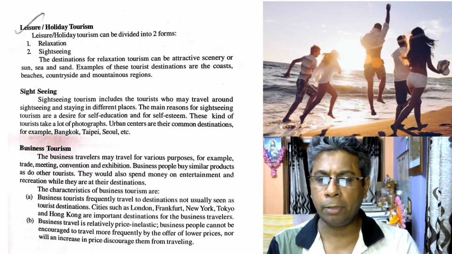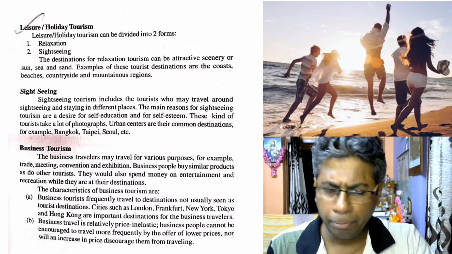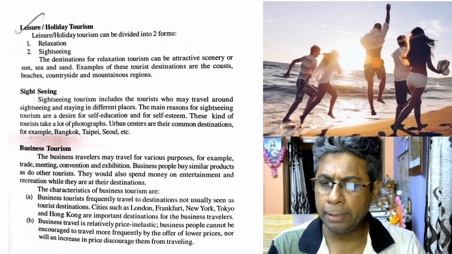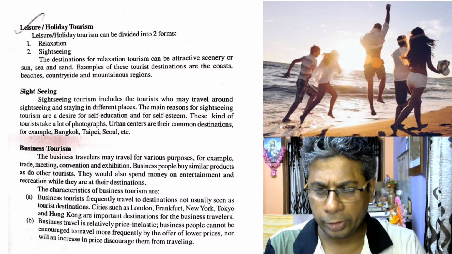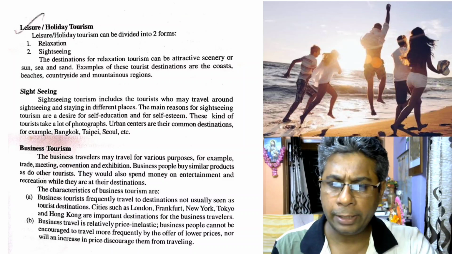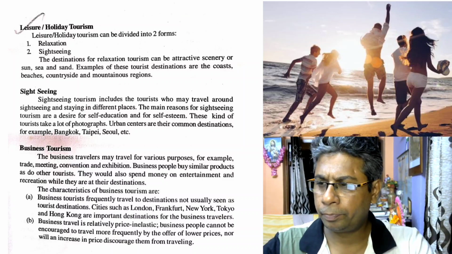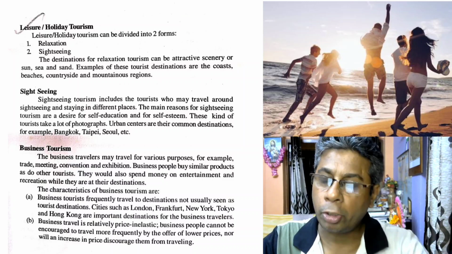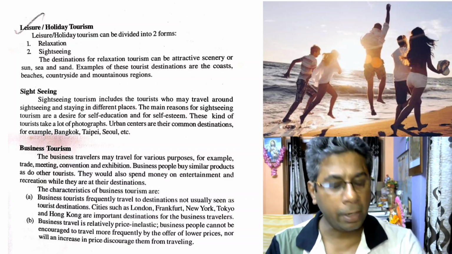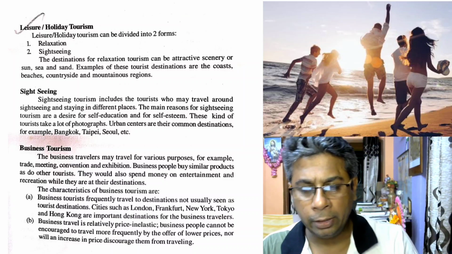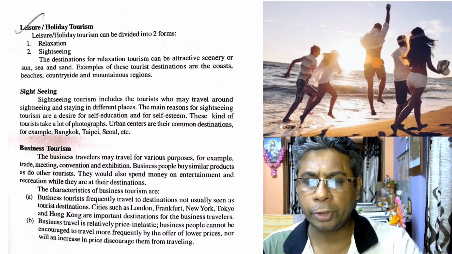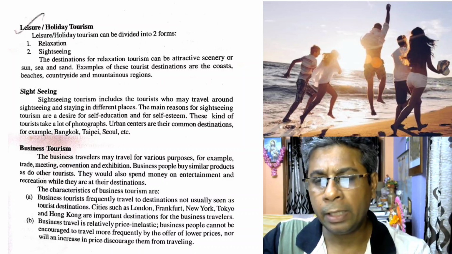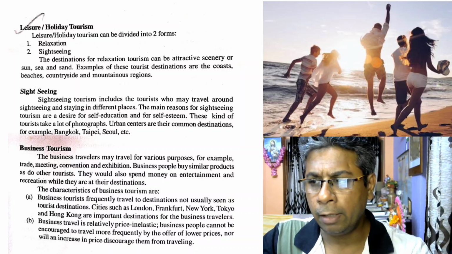Business tourism: a business traveler may travel for various purposes, for example trade, meeting, convention, exhibition. Business people buy similar products as do other tourists. The main objectives of business tourists are trade, meeting, convention and exhibition. When the question comes as a short note on business tourism, then you will write the detail. But when you get the question on the different types of tourism, you only need to mention the concept of business tourism. But I have given the entire business tourism detail. In the next video, I will discuss business tourism in detail.